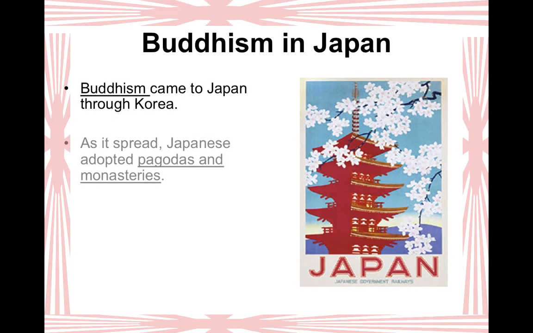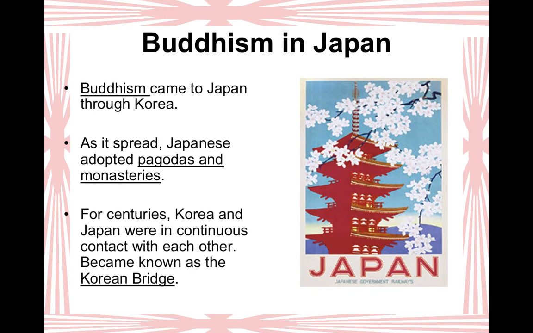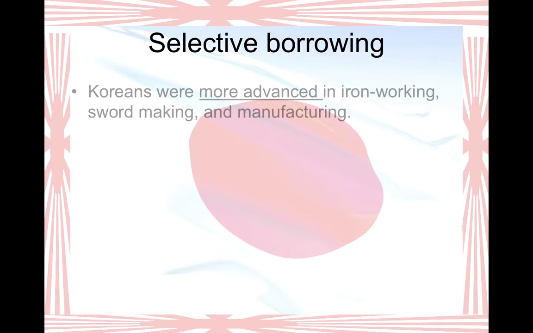So back to Buddhism. Buddhism came to Japan through Korea. As it spread, Japanese adopted a lot of the ideas and practices of Korean Buddhism, so those shrines that we saw called pagodas, as well as monasteries where Buddhist monks would live. All of these ideas were part of what's called the Korean Bridge, which was not a real bridge, but an idea bridge that went back and forth with Korea.